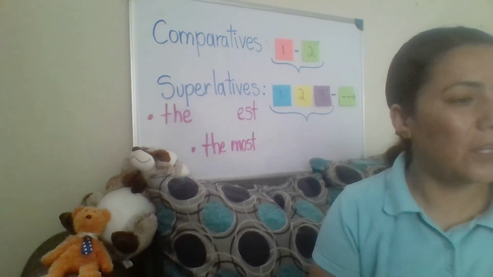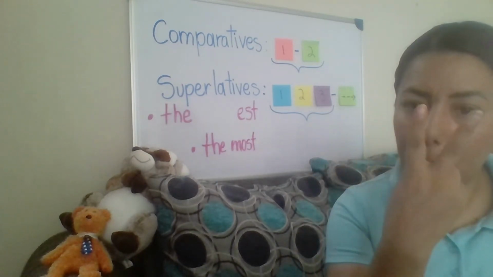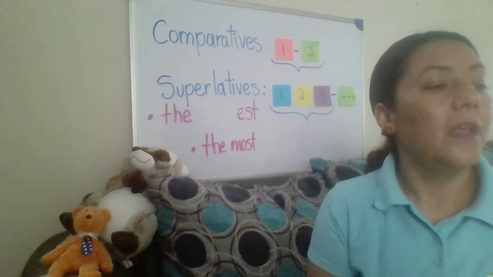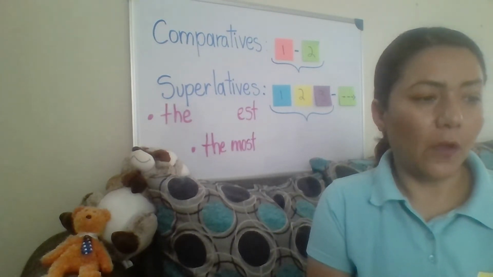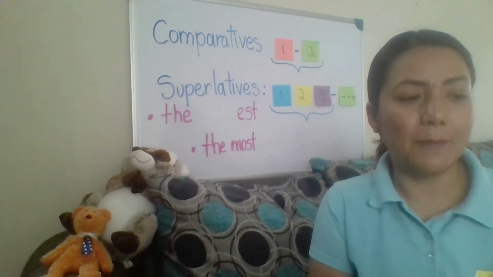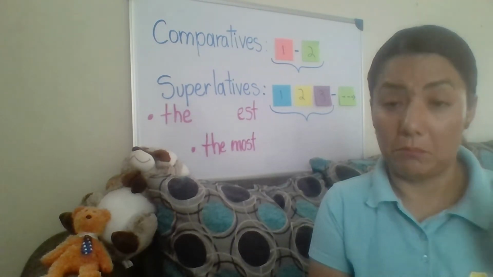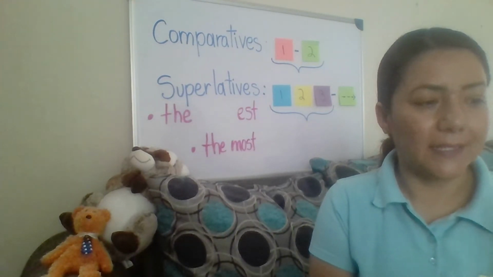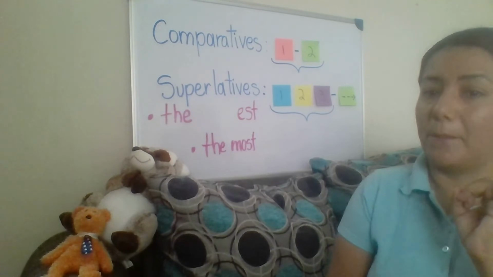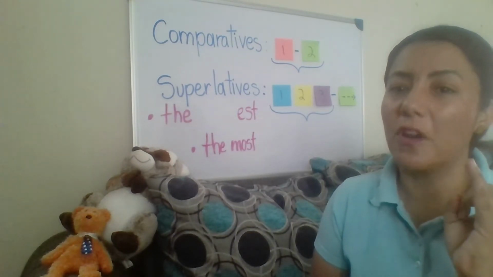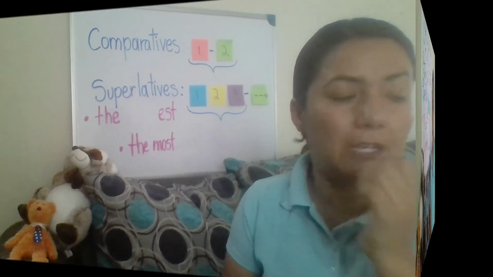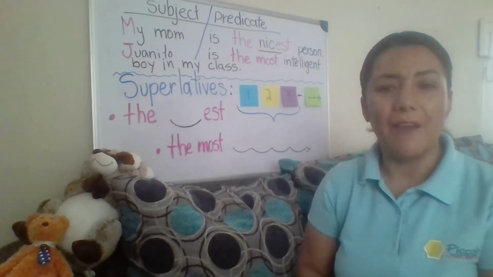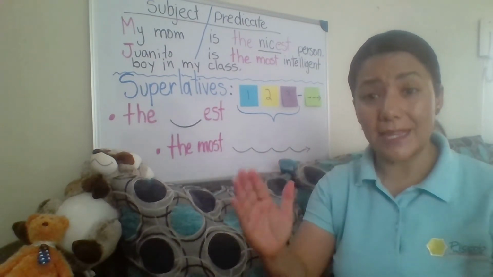Now, let's go to activity 2. Can you read instructions for me, please? Describe your family members or your group of friends by using superlative adjectives. You need to write sentences, my friends. It says about your family members or about your friends. Okay, for this activity, you have to write 5 complete sentences.